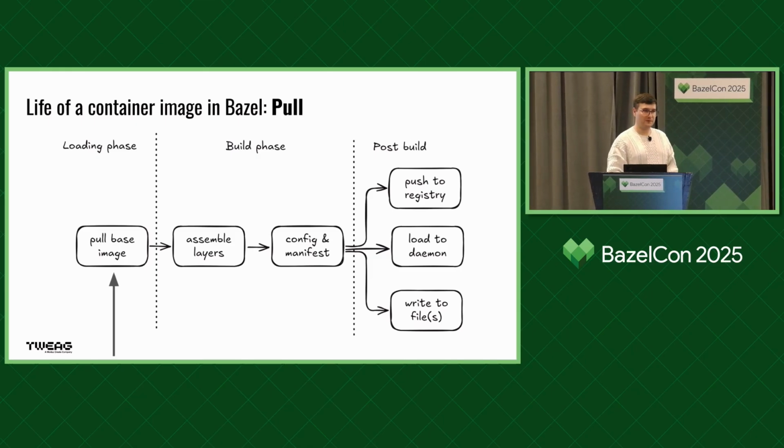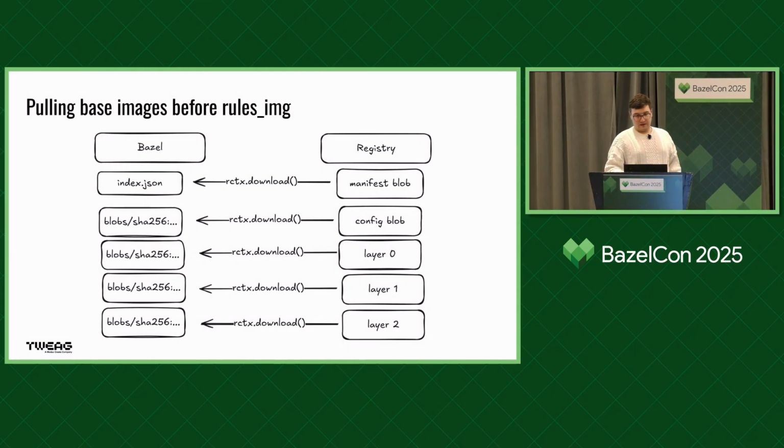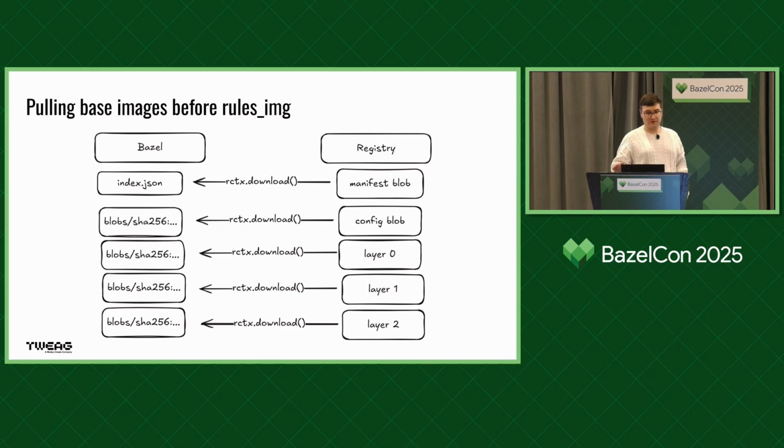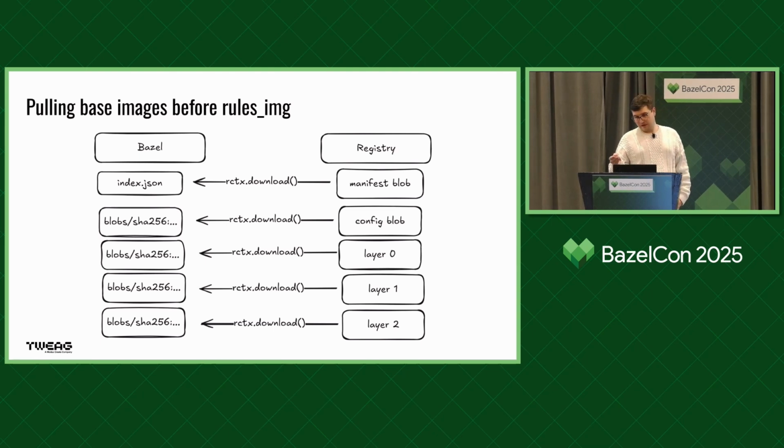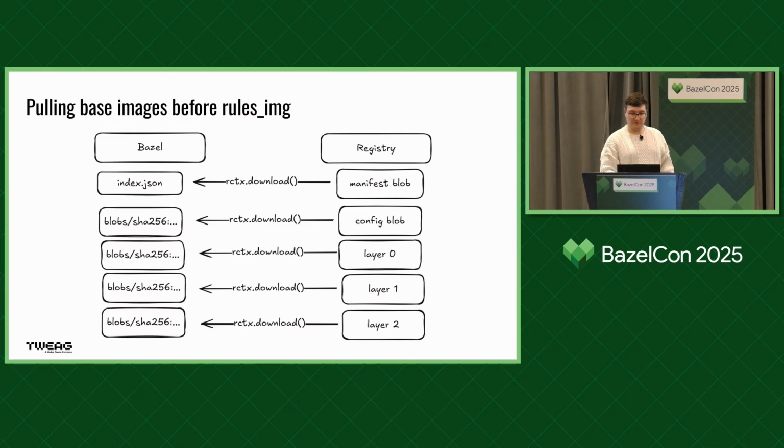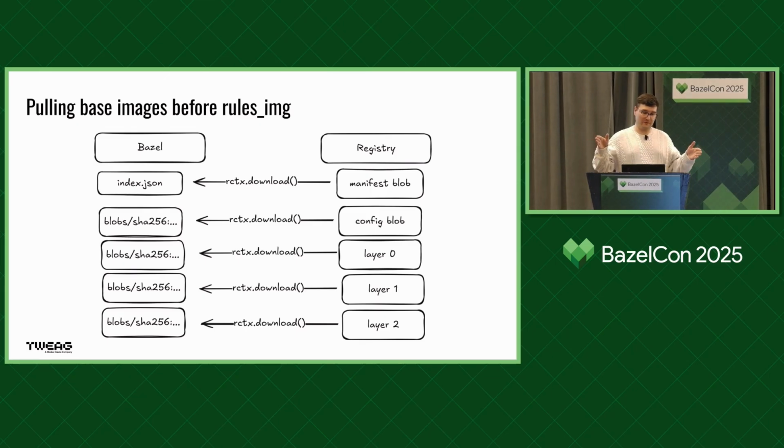So first off, when you want to pull a container image, before rules IMG, so in rules OCI and in rules Docker, you had a repository rule that effectively downloads all of the blobs of the image from a registry. So that includes the manifest, the config, and all of the layers. And you have to keep in mind these layers can be huge. They can just be big tar files containing a lot of files. So this can be time-consuming, and because this happens in a repository rule, it all happens in one big step. And every Bazel user has to do that on their own machine.